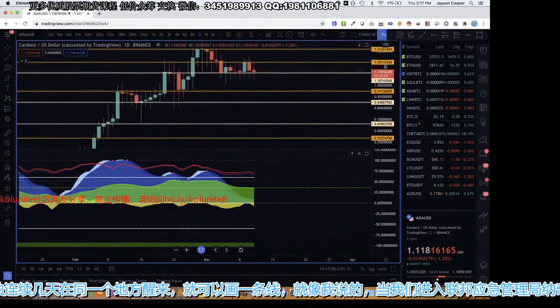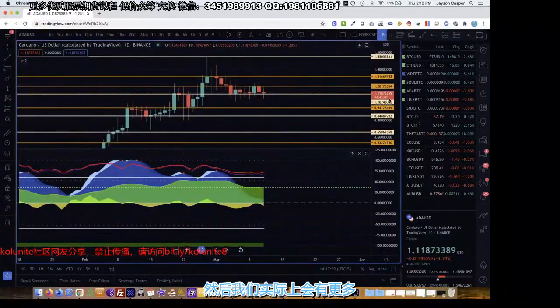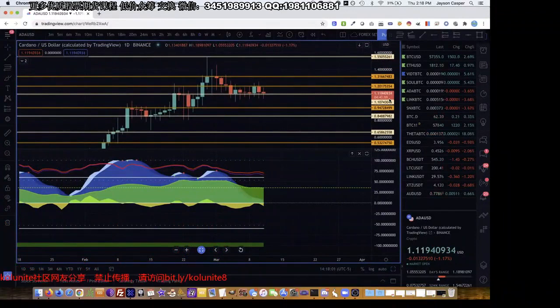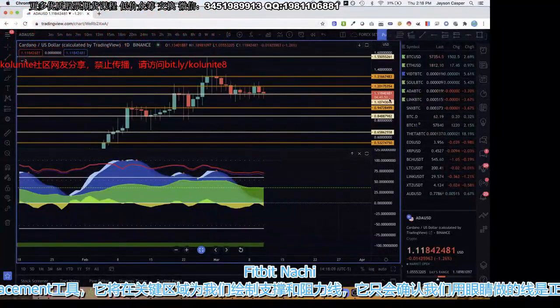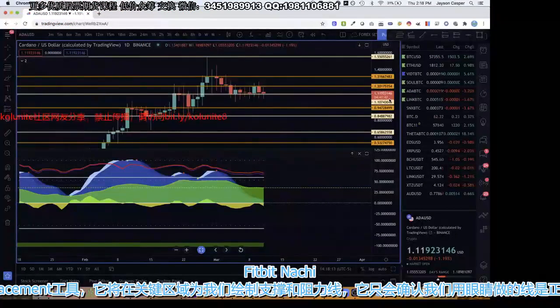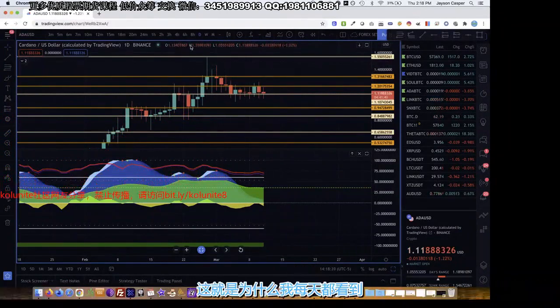When we get into the Fibonacci retracement tool, then we're going to have more confluence. We're going to have more assurance that our support and resistance lines are right, because a lot of times when we use the Fibonacci retracement tool, it will draw lines of support and resistance for us in key areas, and it will just confirm that the lines that we drew with our eyes are correct. So that's kind of all I see for the daily.